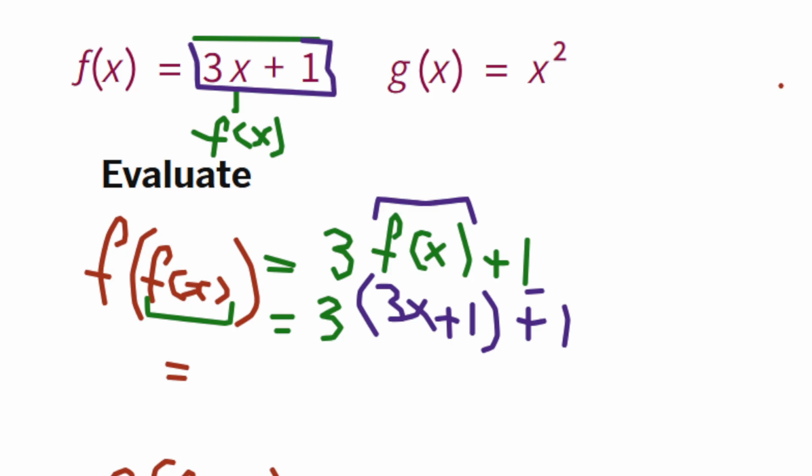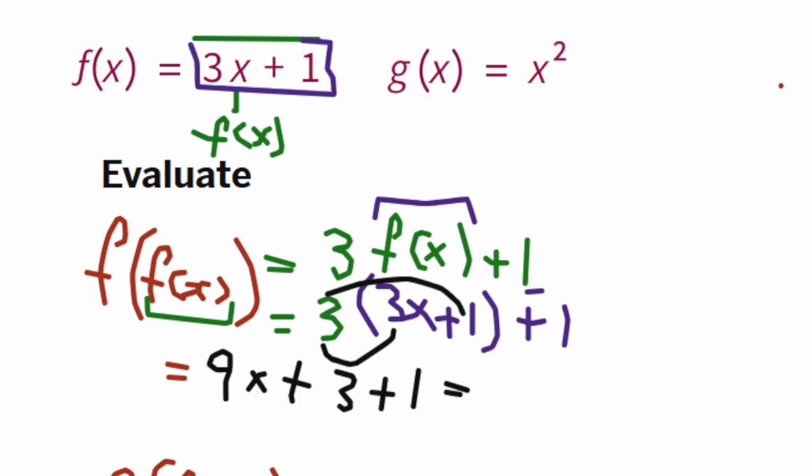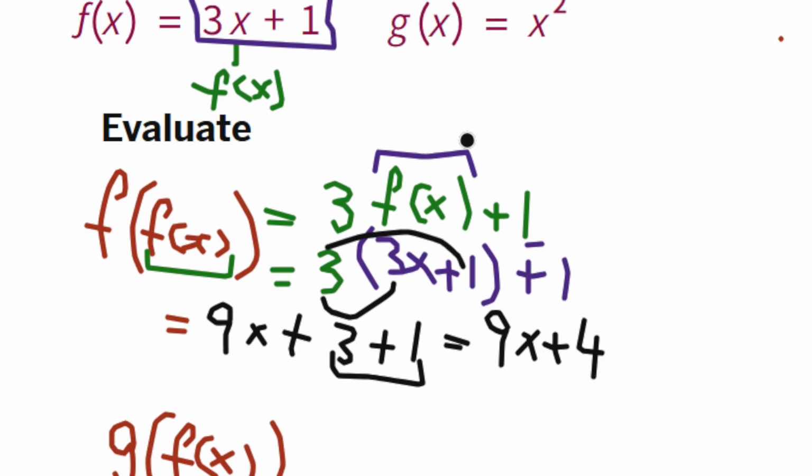So this will equal 3 times 3x is 9x. 3 times 1 is 3. And then plus 1. So this will equal 9x plus 4, because 3 plus 1 is 4. Did you get this question? Now let's look at another example.